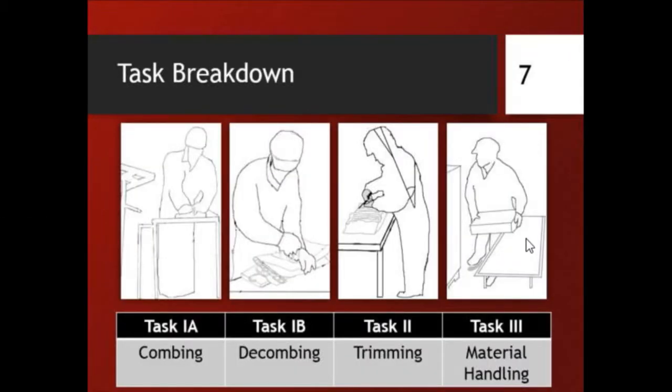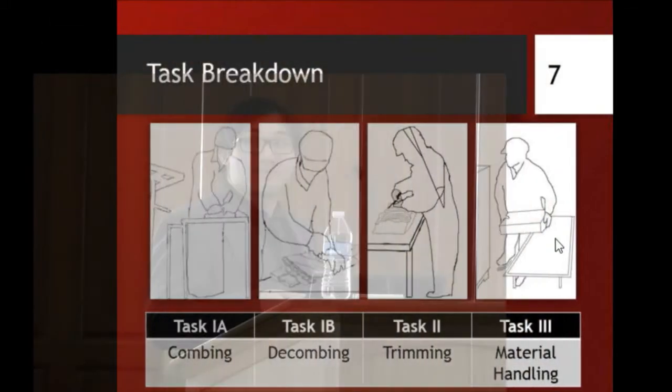Our tasks can be broken into three primary components: applying and removing metal combs meant for hanging pork bellies onto trees for smoking, trimming processed bacon to ensure that it fits into the appropriate packaging, and finally, manual material handling of boxes full of bacon.